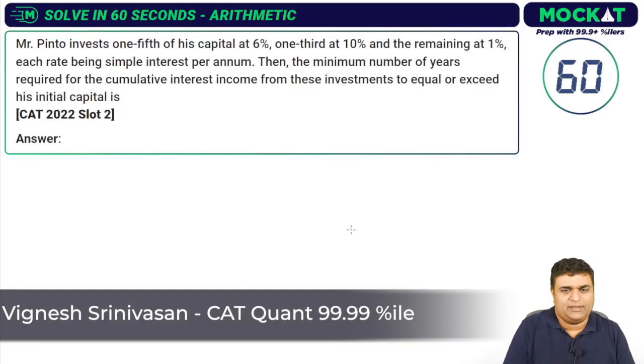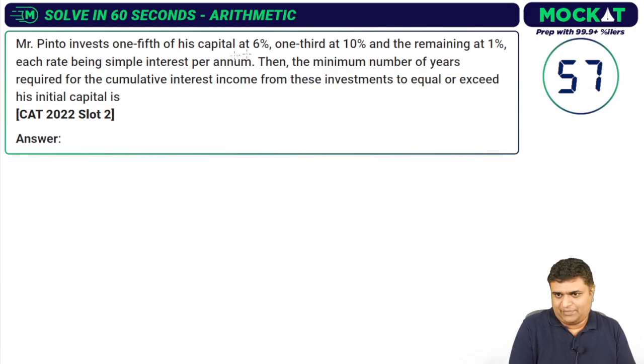All right, let's look at a CAT 2022 slot 2 question. Let's start the timer. Mr. Pinto invests 1/5 of his capital at 6%, 1/3 at 10%, the remaining at 1%, each rate being simple interest per annum. Okay, minimum number of years required for the cumulative interest income from these investments, everything is simple interest, to equal or exceed his initial capital.